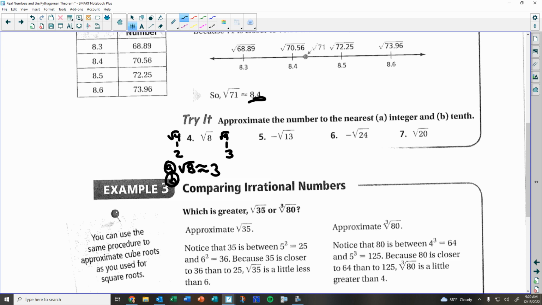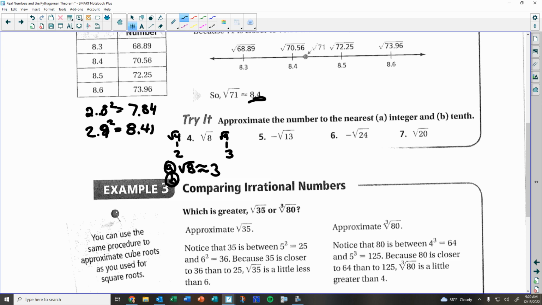Let's try 2.7 and square it. Well, 2.7 squared is 7.29. So we got to go a little further. Take 2.8 squared. 7.84. We're not quite there yet, right? 2.9 squared is 8.41. So we know that 2.9 squared is 8.41, and 2.8 squared is 7.84.